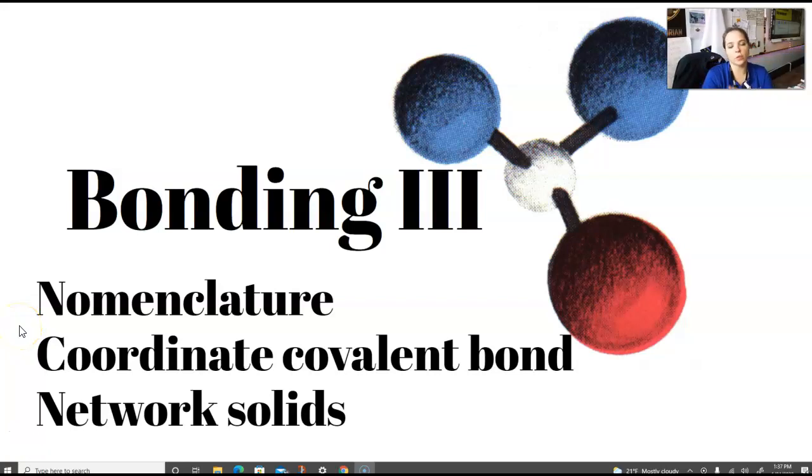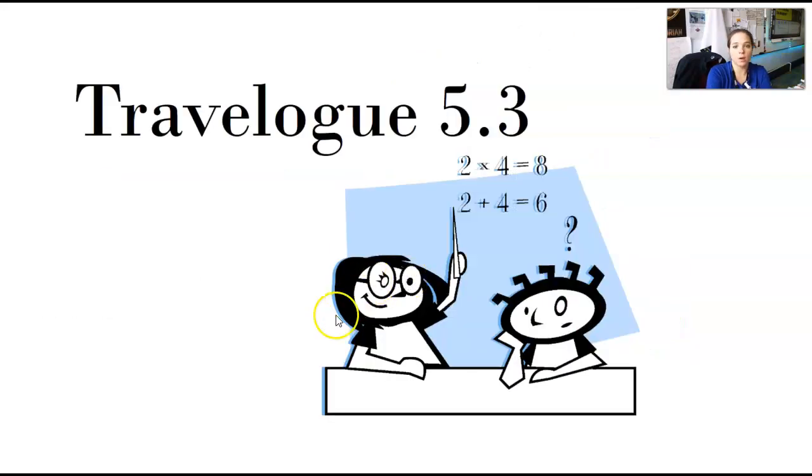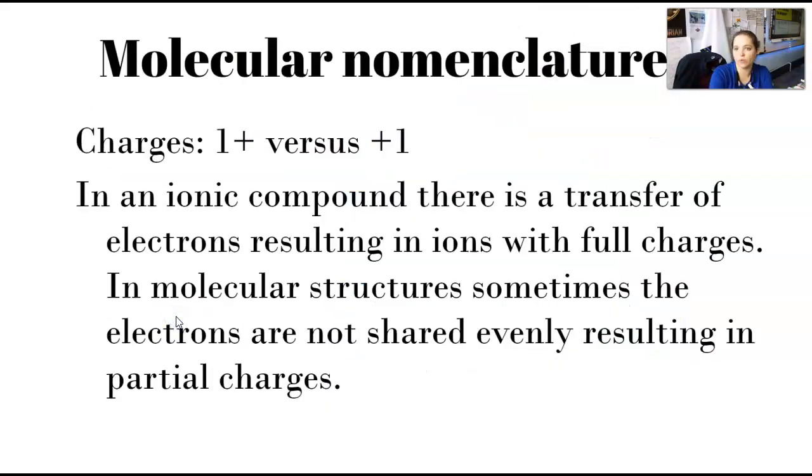All right, so bonding 3, this is just like a little add-on. We did ionic bonding for bonding 1. Bonding 2, we started to look at covalent bonding and the shapes, the geometry. Now we're going to start looking at the nomenclature again, and looking at coordinate covalent bonds and network solids. All right, so don't forget to do your Travelog 5.3.